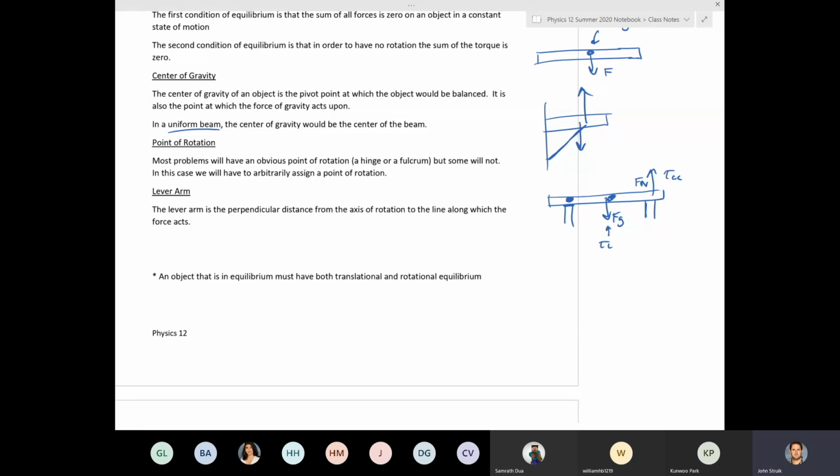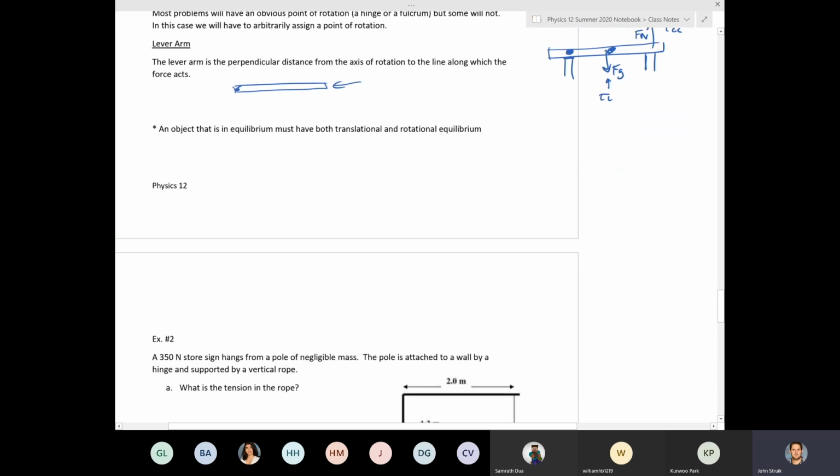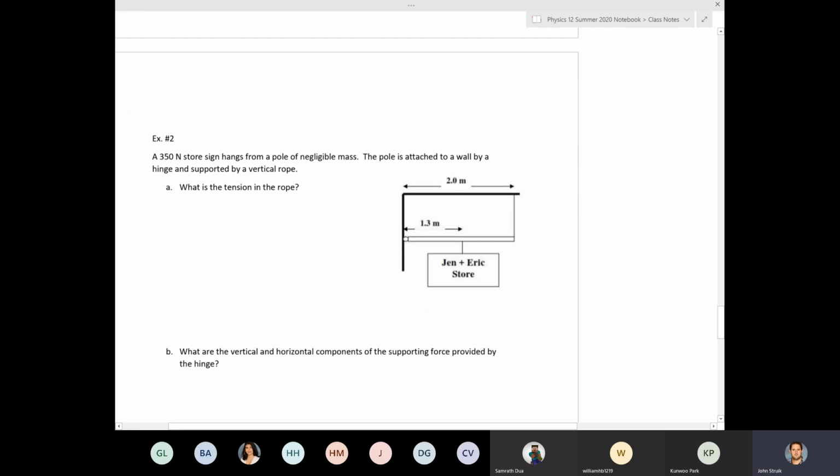Okay. The last thing is lever arm. So I know it says that it's the distance from the axis of rotation, but I just say the lever arm is the thing that's rotating. That's the easier way to say it. So if you have a beam that is attached to a hinge, the lever arm is this whole thing that is rotating. That's an easier way to understand it. Okay, so let's do an example.